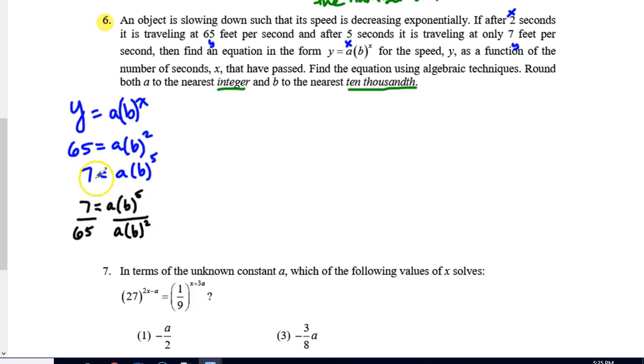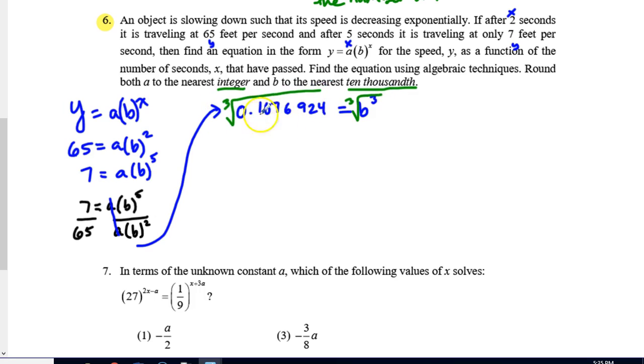So at this point, it's going to be pretty straightforward. It's just that 7 divided by 65 doesn't come out so cleanly. So we'd like to use as many decimal places as our calculator has. Okay, we don't want to cut this short. And that's equal to, the a's divide out nicely. B to the 5th over b squared results in a b cubed. So we want to undo that cubing by cube rooting. And so we need a calculator to get the cube root of that number. And it asks us to round, so we get b to the 10,000ths. So we're going to need 4 decimal places.